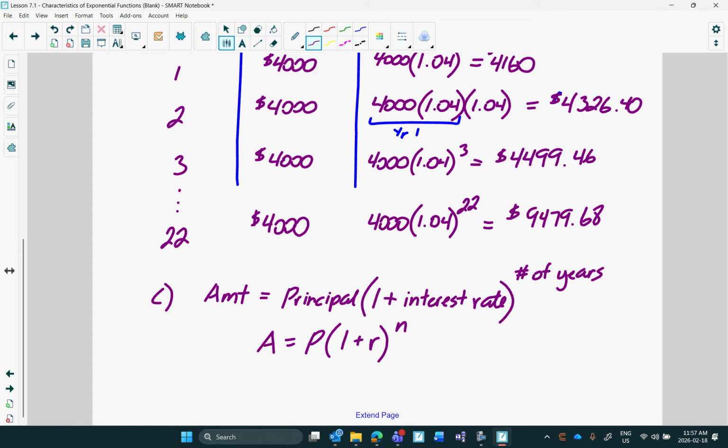Principal, we would use capital P. Interest rate, we would use a little r. Number of years, we would use n, or we might use t. Useful formula to remember, though, if you're borrowing money or if you're thinking about investing.